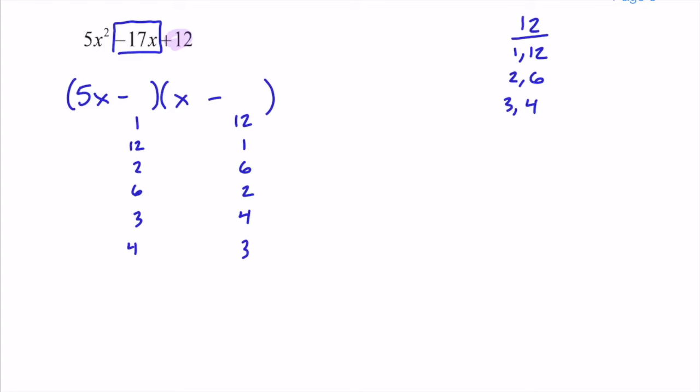Well, 5 times 12 is 60. Then if I add another 1, that one's going to give me negative 61x, which is way too small, or big in the negative sense.